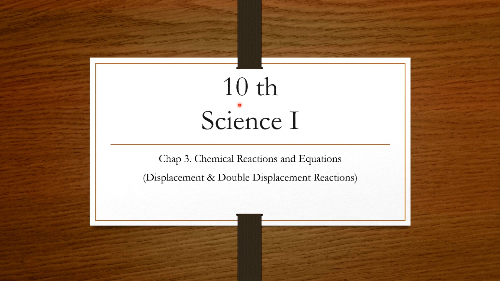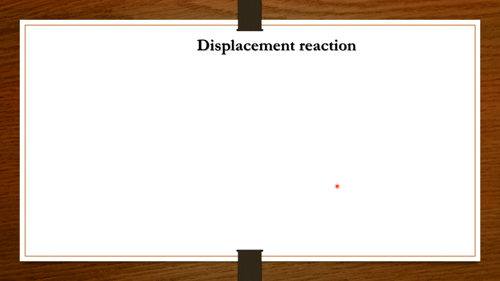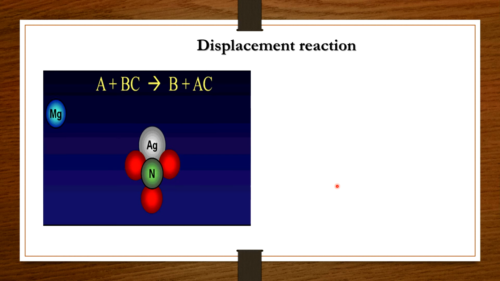Students, today we are going to learn 10th Science 1, Chapter 3: Chemical Reactions and Equations. In this session we will discuss displacement and double displacement reactions. Okay, so first, the displacement reaction.